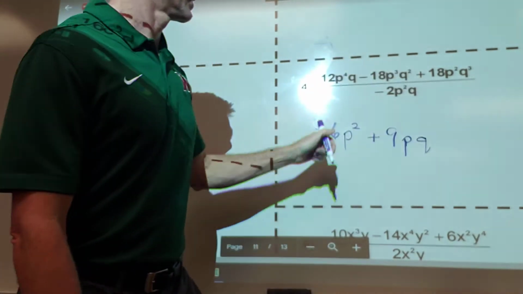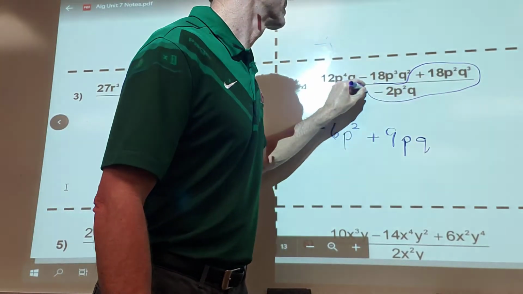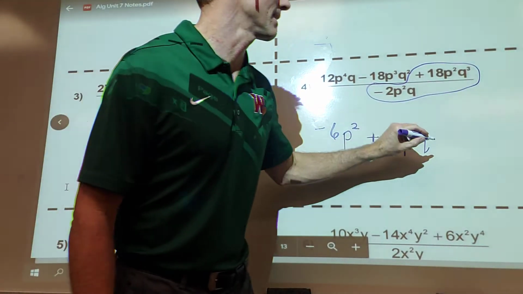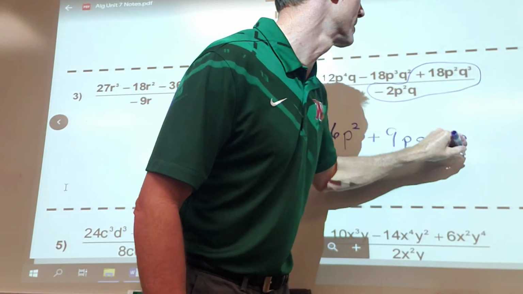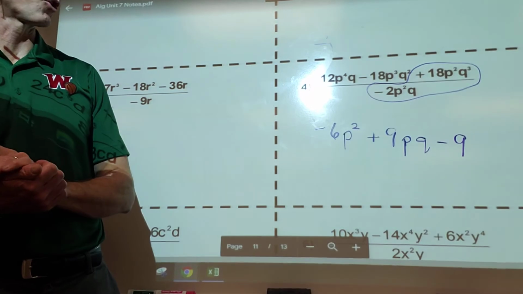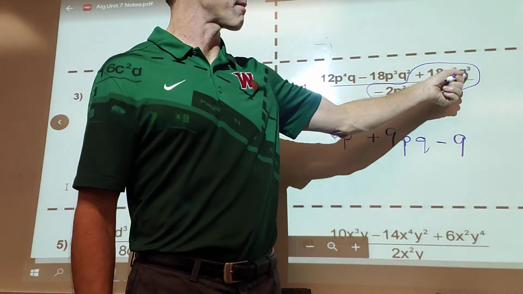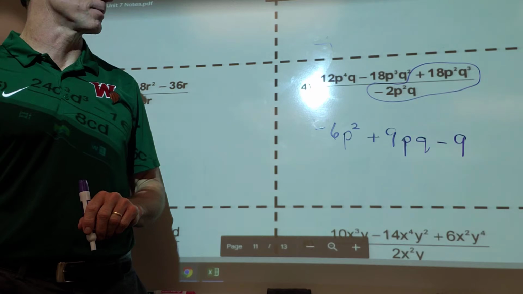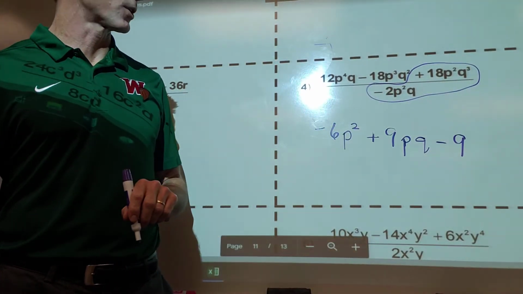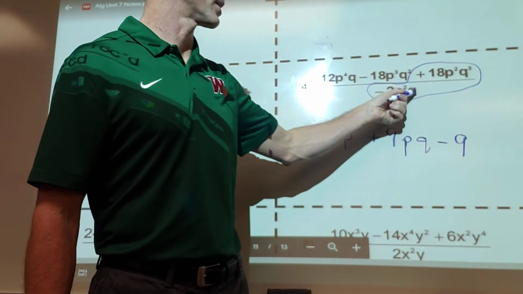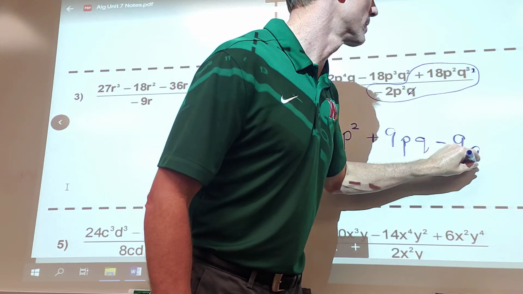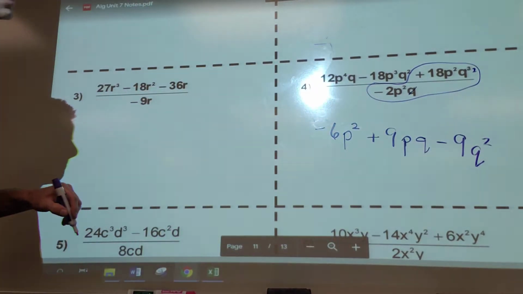And last but not least, negative 2 into 18, into a positive 18 would be a negative 9. P squared on the top and bottom, those will cancel out, so we have no p's left over. Q's, we have 3 up top, 1 on the bottom. So in the numerator, those 3, we're going to subtract this 1 on the bottom in the denominator, so that q cancels with 1 of these, leaving me 2 q's at the top. So q squared.